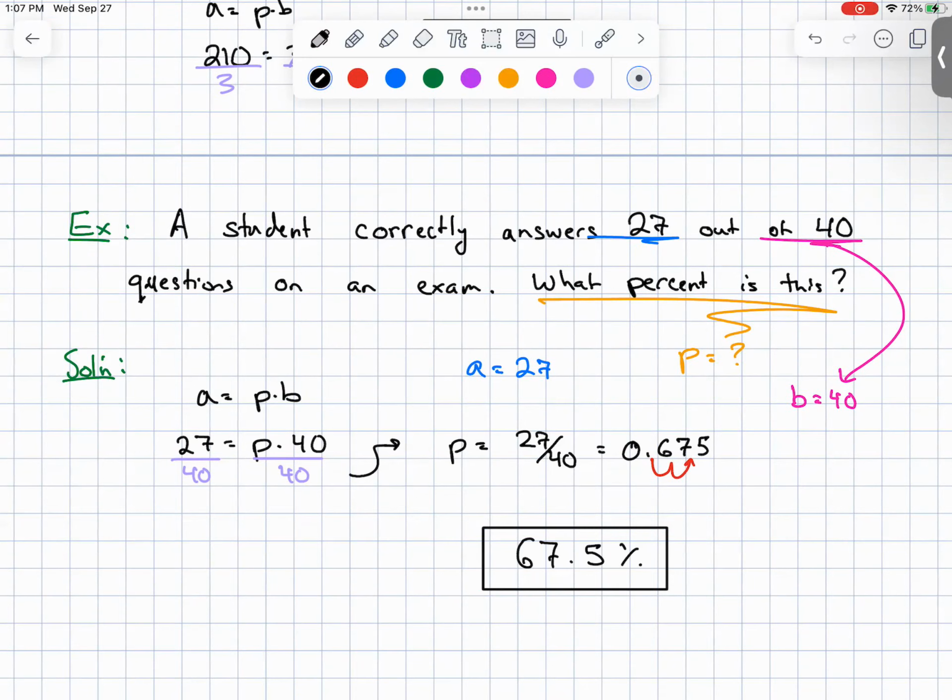Not ideal, but close to a C. So C would be a 70% or above. So we're close. As long as we do our homework, that'll bump us up past that threshold.